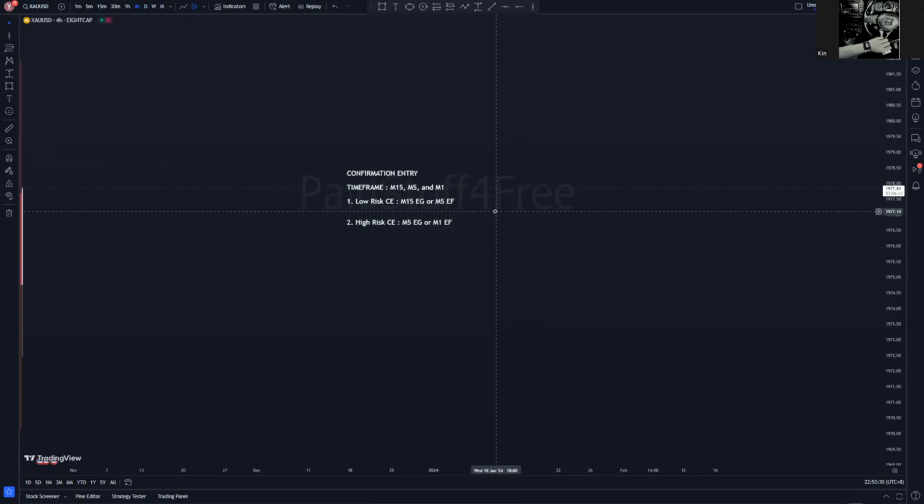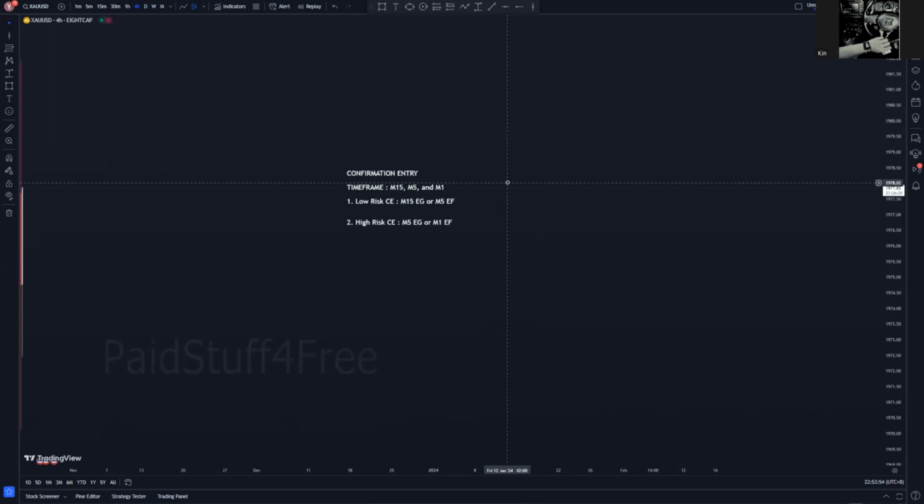But we're gonna get fewer entries than the high risk confirmation entry. Because at that time I missed too many entries. I'm not gonna lie, I missed too many entries. Sometimes I missed like 50 pips, sometimes 100, sometimes 150, sometimes 200, something like that. Because the logic is right here.